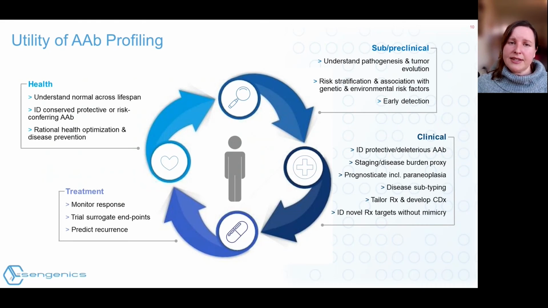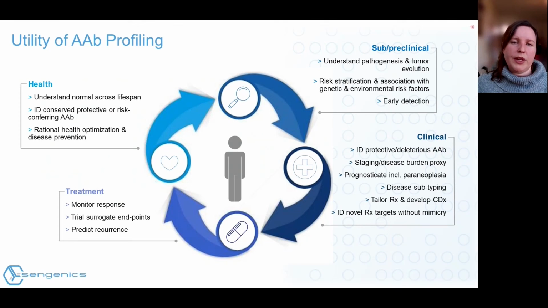Clinically, during disease, again, we can identify protective or deleterious antibodies. We can stage disease using antibodies as a proxy for disease burden. We can prognosticate in many different ways. We can molecularly subtype diseases and tailor treatments to the correct subtype, as well as potentially developing companion diagnostics that help us to identify which subtype will benefit from which treatment. We can also identify novel treatment targets.